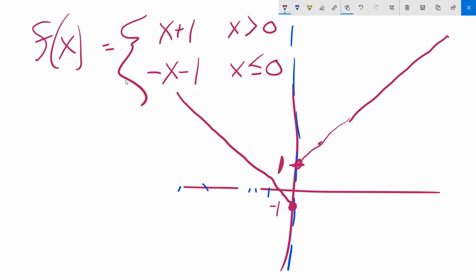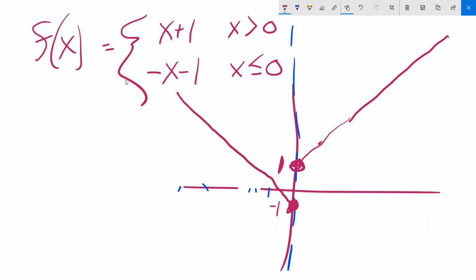Quick question though. When it says greater than or equal to, or less than or equal to, does that have any effect? That makes it a closed circle. Oh, right. So that's why this is an open one. That's a hole, right? So what's the function equal to at 0? It's equal to -1, right?